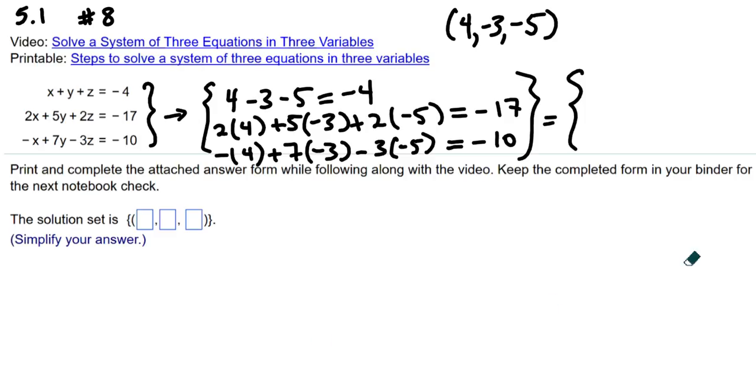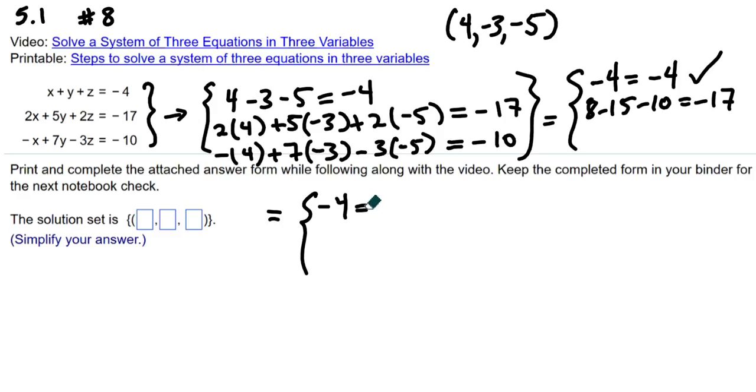All right, so I'm looking at the top equation now. I'm just going to simplify the left side. So it's 4 minus 3 would be positive 1. 1 minus 5 would be negative 4. So for the first equation, so far so good. And then the next one, I'm going to simplify 8 minus 15. Something's up with my electronic pen. Let me try that again. 8 minus 15 minus 10 equals negative 17. And I'm just going to write another line here. I already got negative 4 equals negative 4.